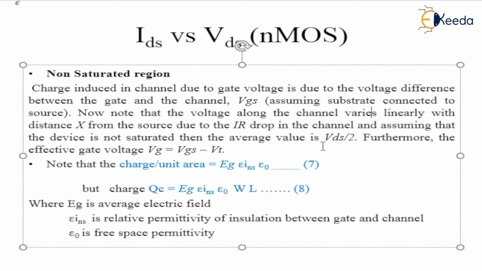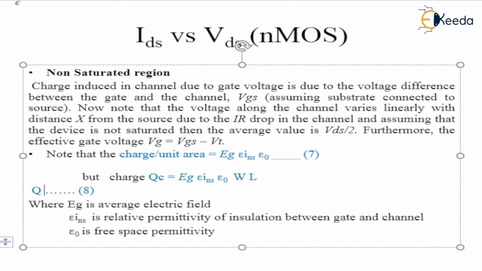Before that, first of all, the charge formula: Q is equal to C into V is our charge formula. Here the charge Q is equal to, from here I take E, E means nothing but V by L. Next, epsilon A by D is capacitance. Do remember that I am writing something else here.